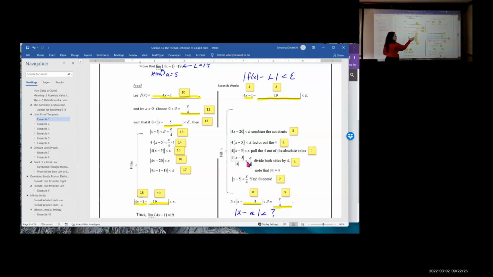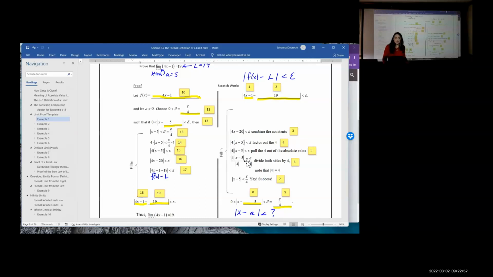We multiply both sides by 4. That gives us 4|x - 5| < epsilon. Distribute the 4, 4x - 20. Then rewrite -20 as -1 - 19 so that we get f(x) - L. So this is our f(x), and this is our L, all right? And then we end up with |f(x) - L| < epsilon.